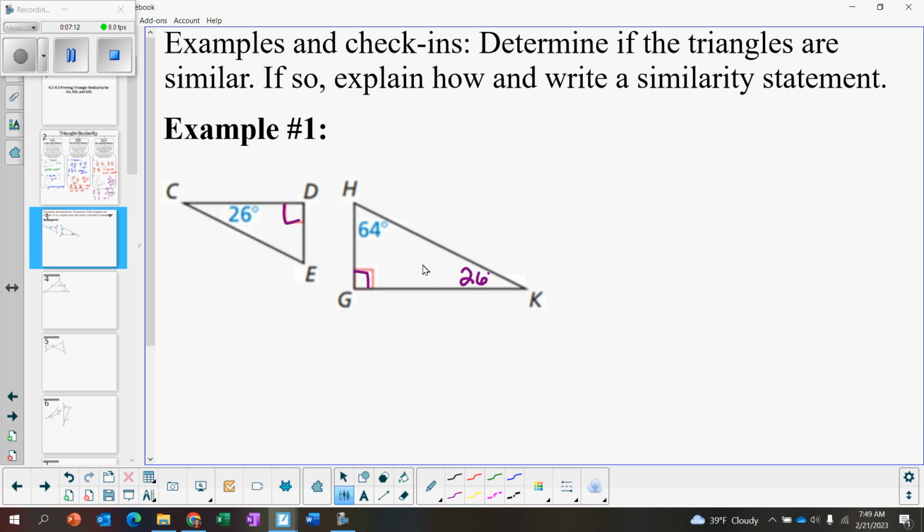And now I do, in fact, have two pairs. So similar by AA. And we could say triangle BCE is similar to triangle... So I started with the right angle, I went to the 26, and then my next.